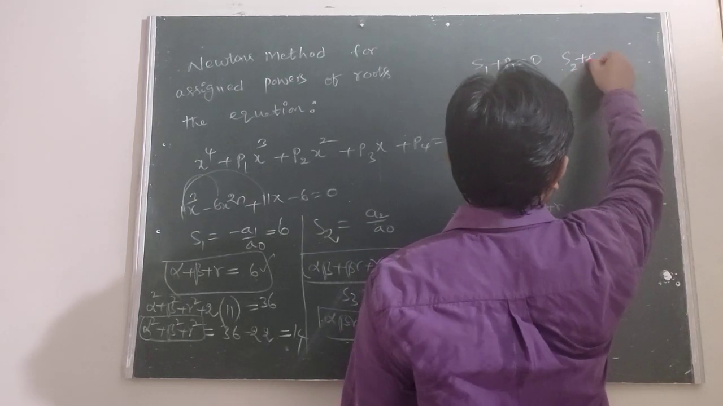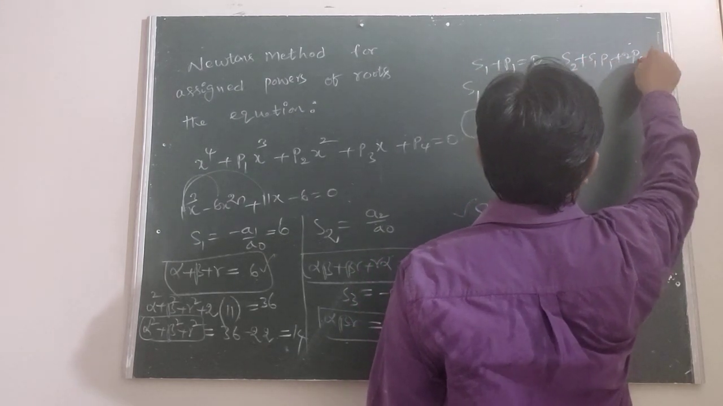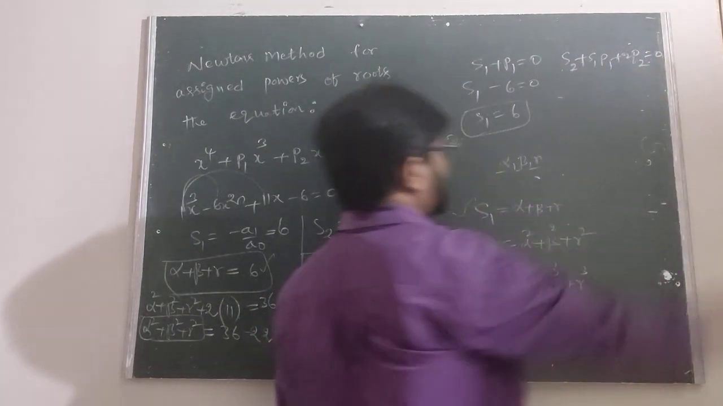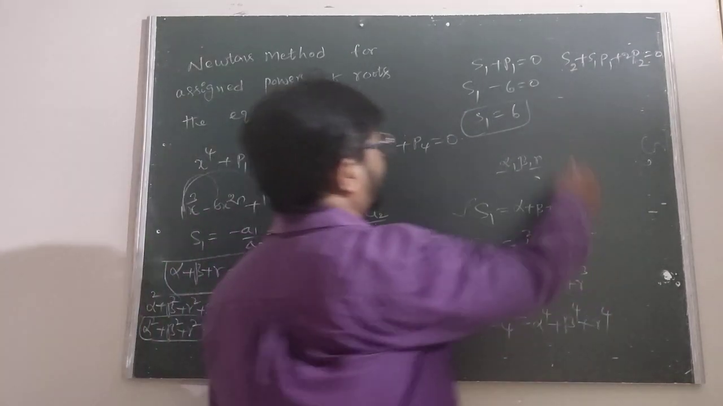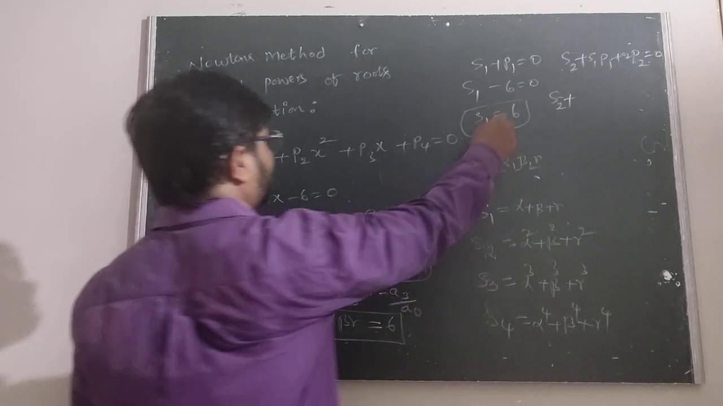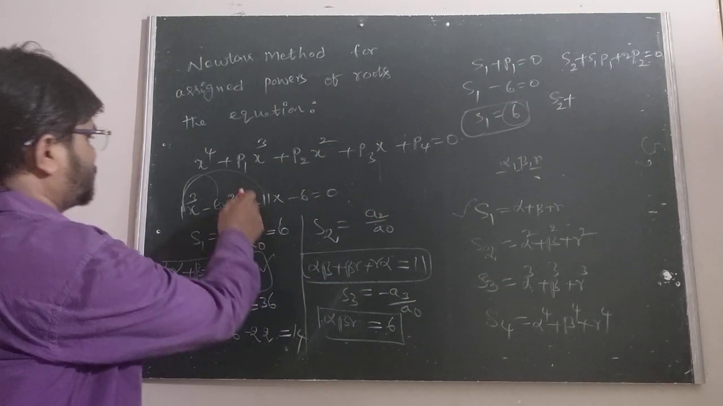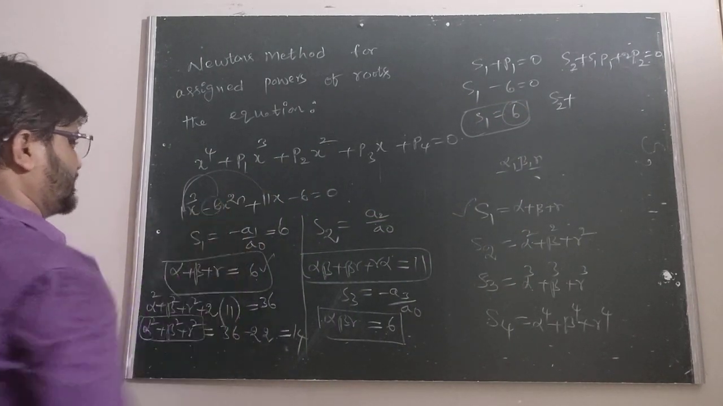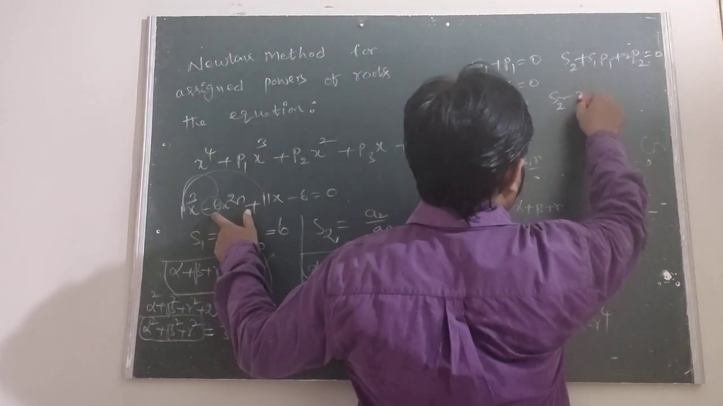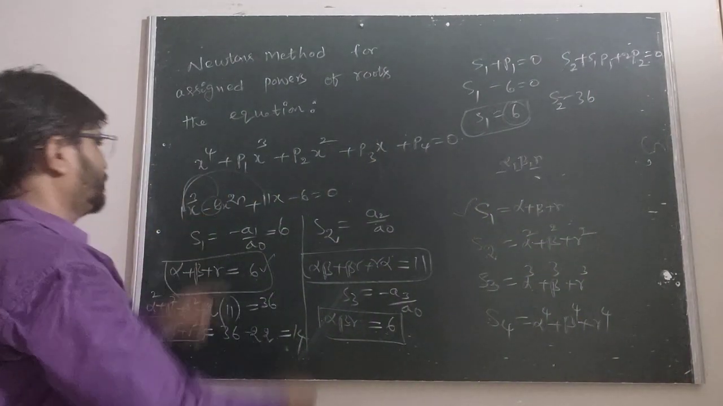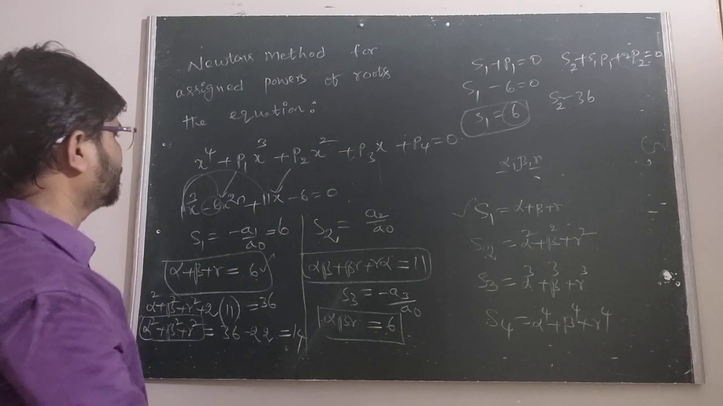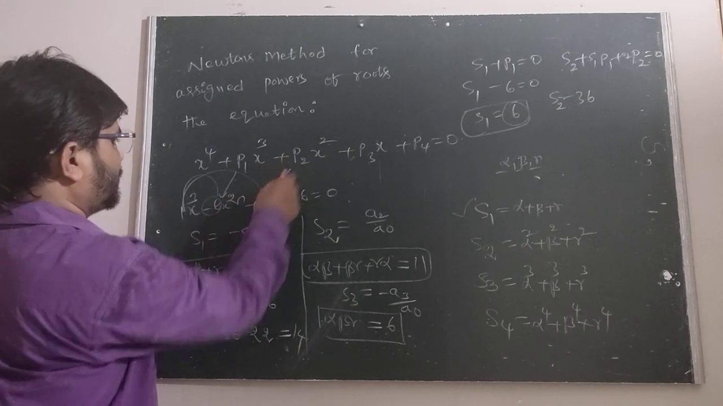After that you can write S1 P1 plus 2 P2 equal to 0 is the form. S2 plus S1 P1 plus 2 P2. Therefore we can write S2 equals S1 P1. S1 is 6, P1 is minus 6. Therefore 6 into minus 6 is minus 36. Now 2 P2, where P2 is 11. P1 is 6. Therefore here you can write P1 is this one, P2 is this one.